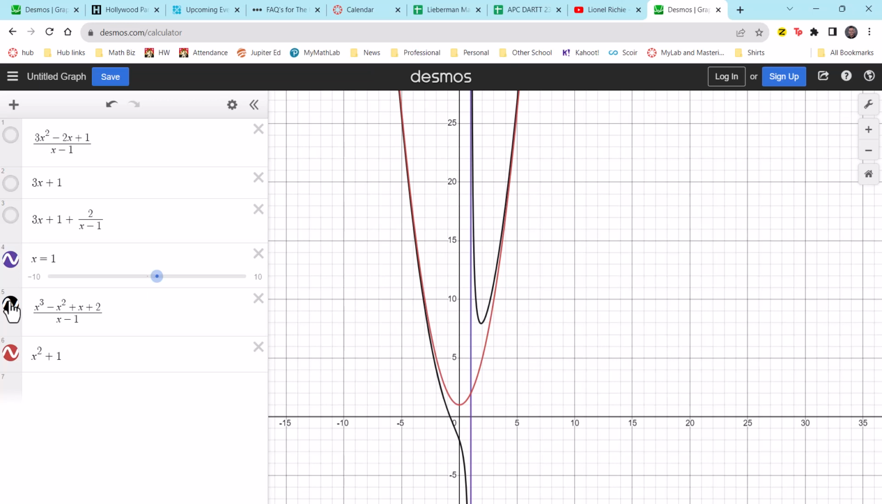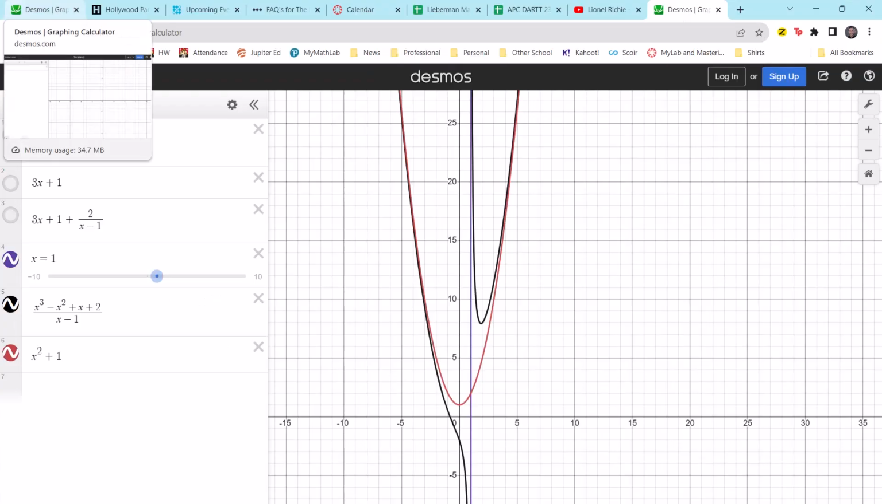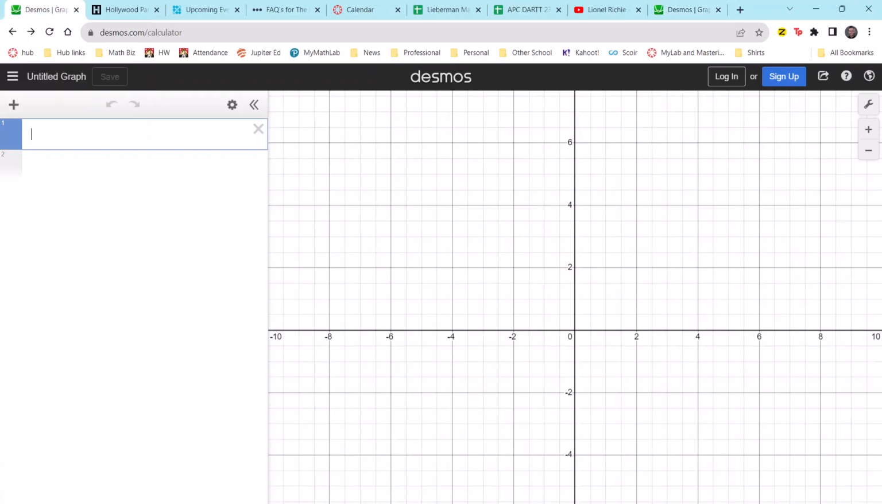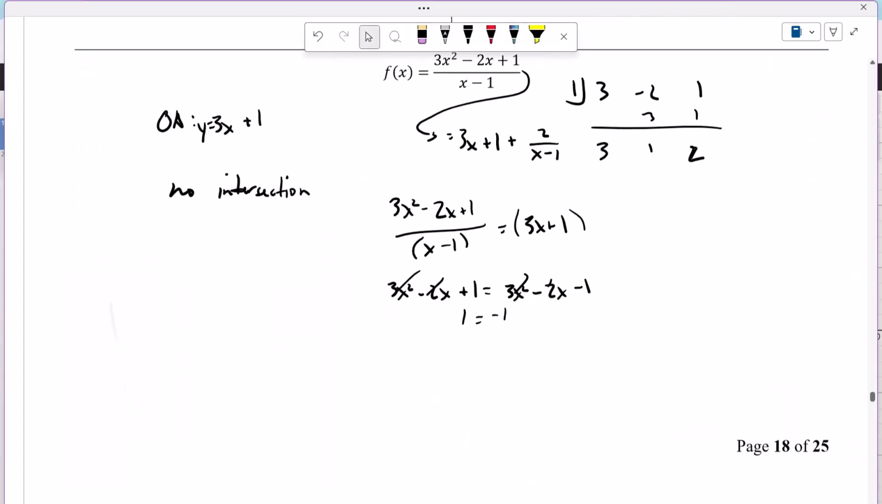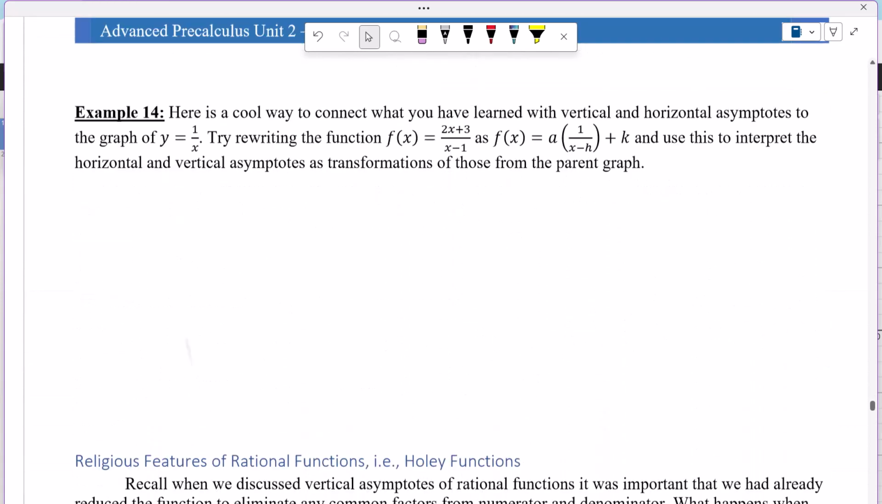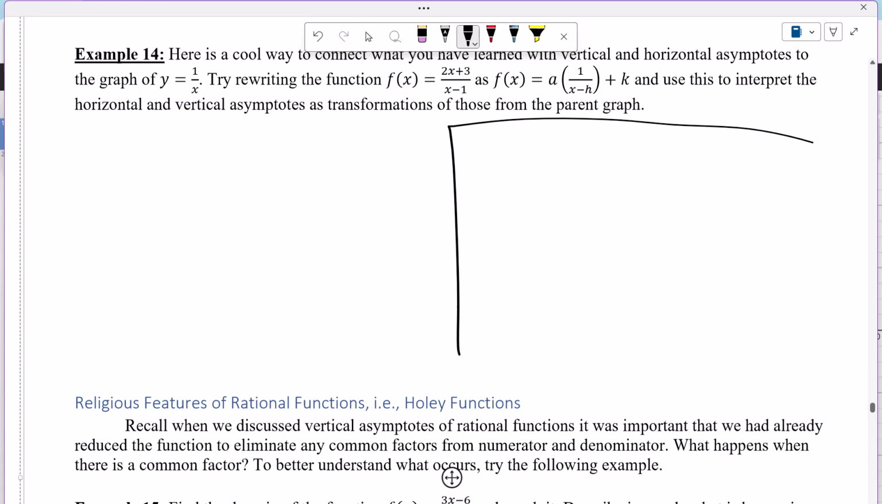So this is more for enrichment here. I have a question for you all. Ends at 1. I'm going to skip this example 14 and just make some notes in here.